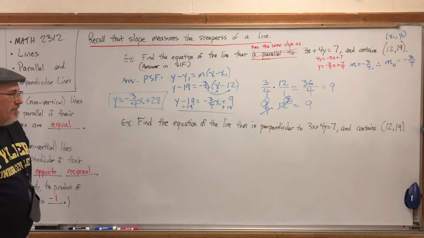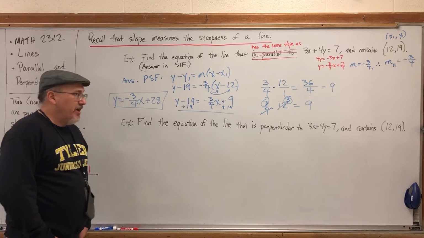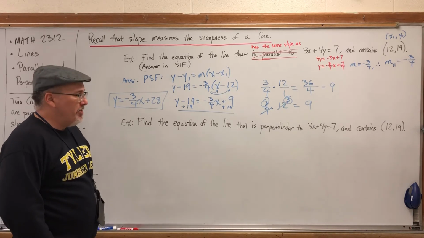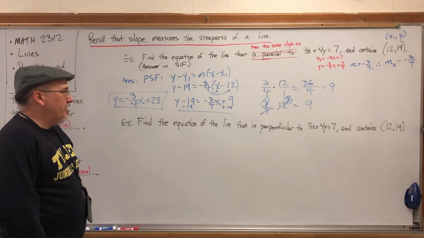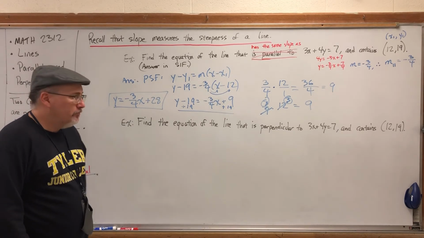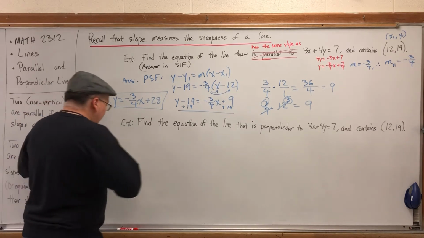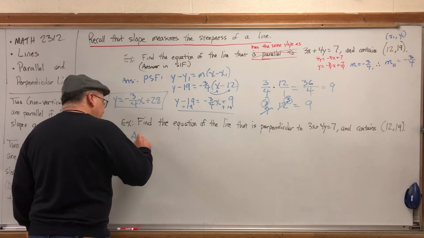Find the equation of the line that is perpendicular to 3x plus 4y equals 7 and contains the point 12, 9. In other words, the exact same problem, I just changed the word parallel to perpendicular. Well, how would we do this one? I invite you to pause the video and see if you can get to the answer before I do.